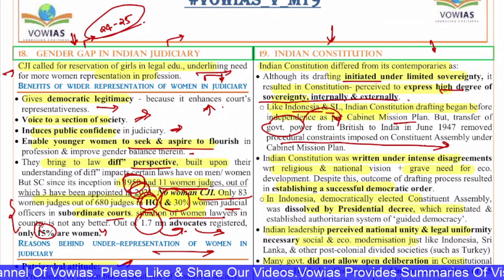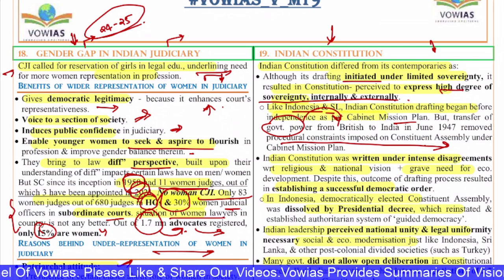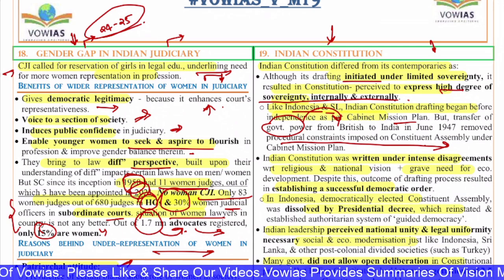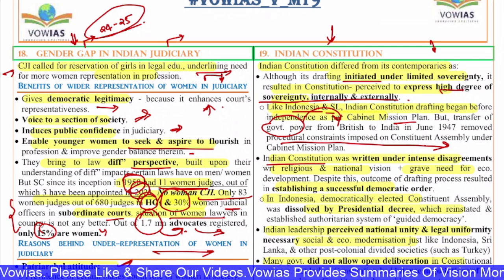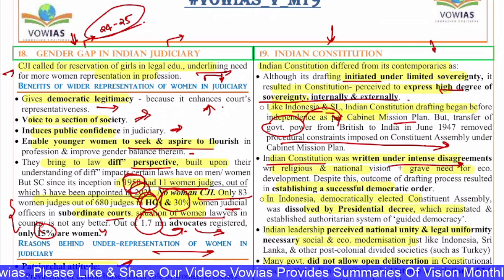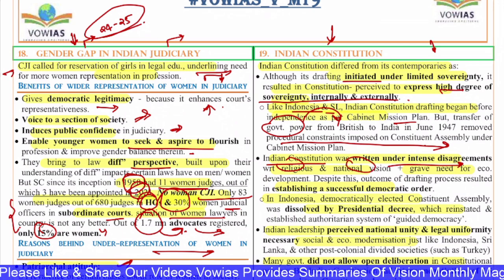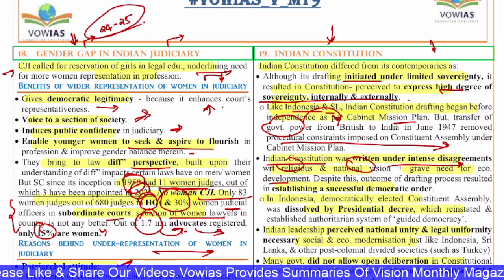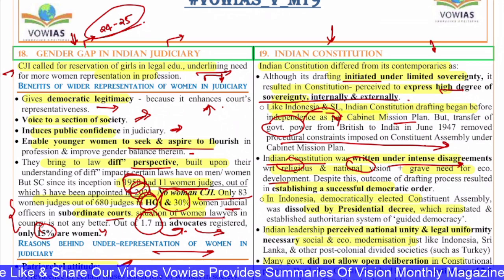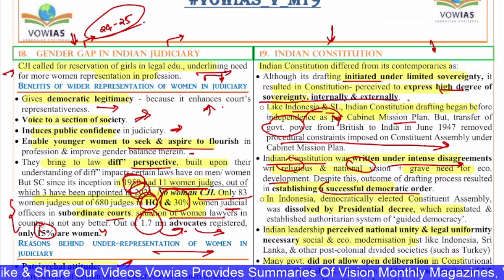The Constitution is framed in such a way that the rights, duties, and the measures are balanced. The Indian Constitution was written under intense disagreement with respect to religious and national vision, plus the grave need for economic development. Despite this, the outcome of the drafting process resulted in establishing a successful democratic order.